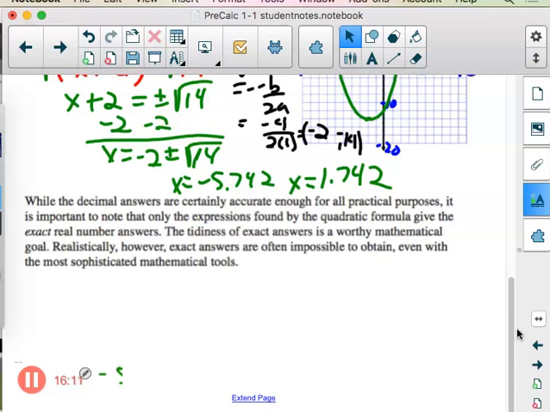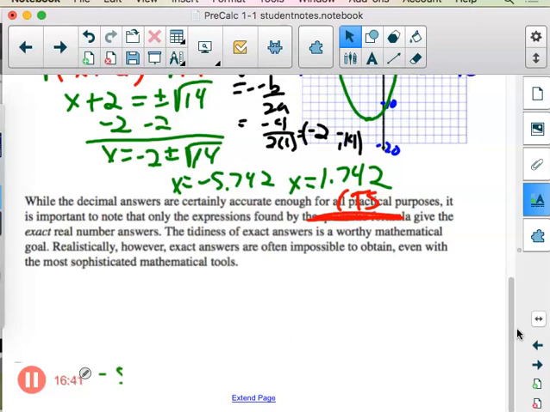Now, while the decimal answers are certainly accurate enough for all practical purposes, it is important to note that only the expressions found by completing the square, not the quadratic formula, give the exact real number answers. You get the same answers anyway, but by completing the square, CTS, they give the exact real number answers. And that's what we want at this level. Most of the time, we want to have those perfect answers, but the realization is that if we need it for the real world, we're probably going to have to round it.